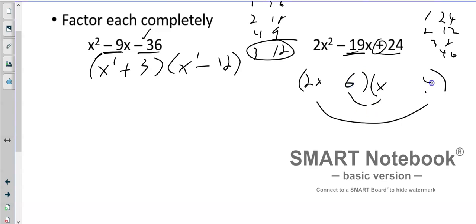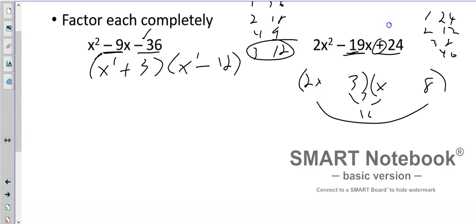So we try the 6 here and the 4 here. That's 6. 2 times 4 is 8. That adds up to 14. That's not our winner. Sometimes it takes multiple times. We just erase and try again. All right. Let's try 3 and 8. Let's put the 3 here and the 8 here. That's 3. 2 times 8 is 16. Hey, that does add up to 19.